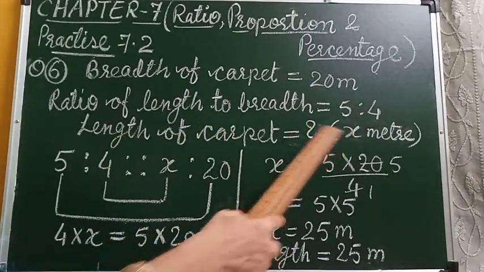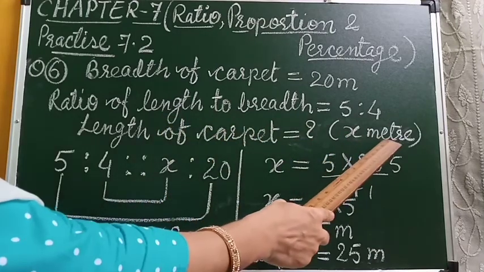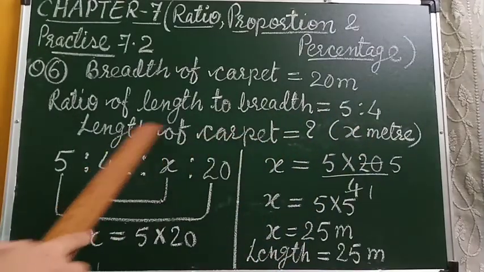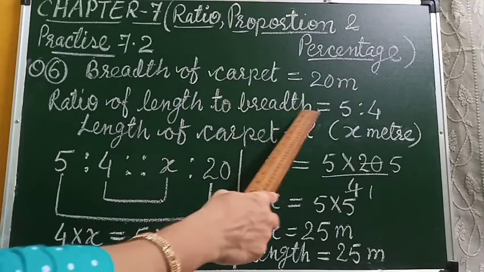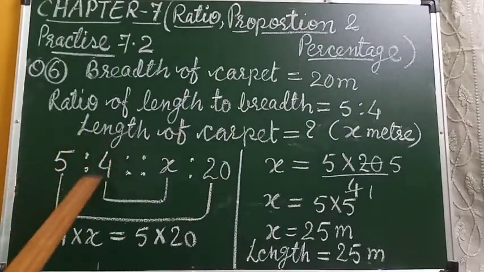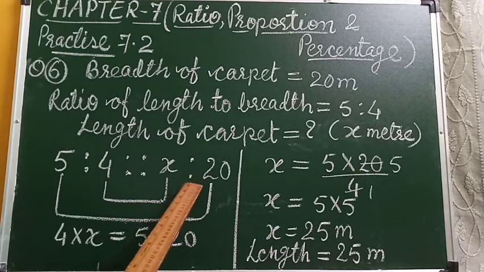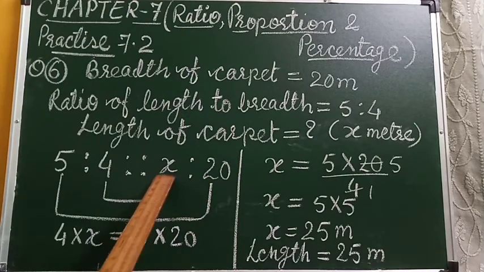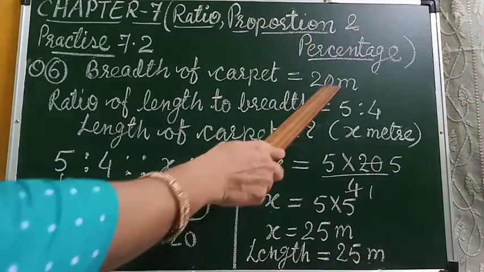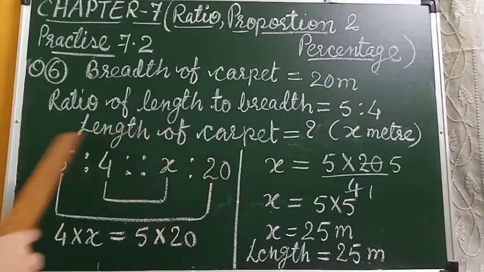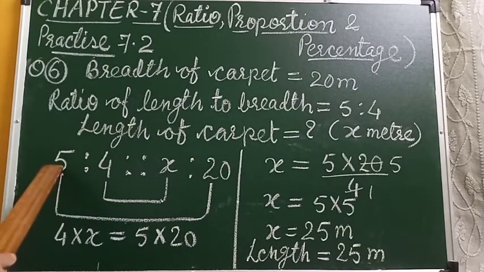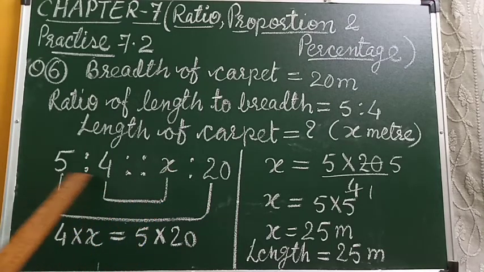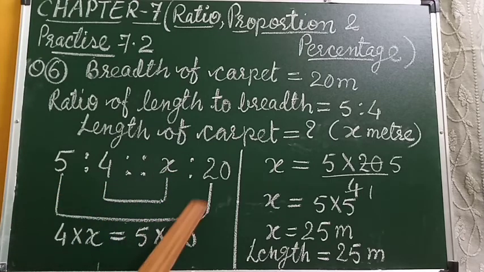So we have to assume the length of the carpet as x meter. So let's take the length of the carpet as x meter. Now in proportion we can write. The proportion is already given. Length to breadth 5 is to 4. So this is one ratio, and in the next ratio we can take the length of the carpet and the breadth of the carpet. So the length of the carpet is x meter and the breadth of the carpet is given as 20 meter. So this is the proportion, and we all know in proportion the product of extremes is equal to the product of means. So we can write 5 into x is equal to 4 into 20.